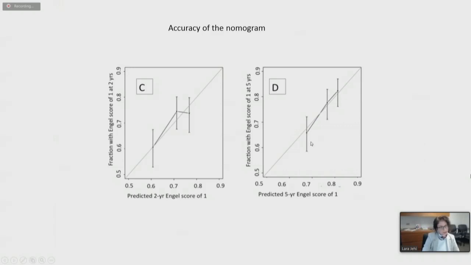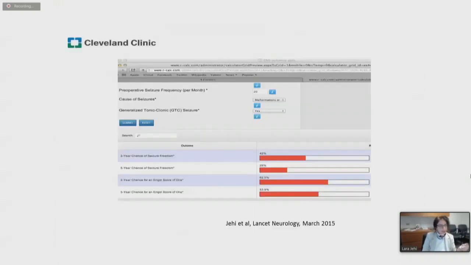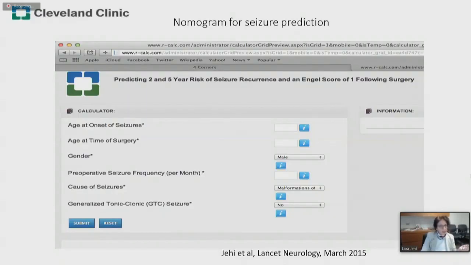Here and here. This is for the 5-year, this is for the 2-year prediction. But the confidence interval is fairly wide, which is not a surprise considering that we were using very coarse outcome measures. When you think back, when we say we want to do surgery and we choose what to resect, we use a lot more information than how old the patient is and how long they have had epilepsy and how often they see it, right?